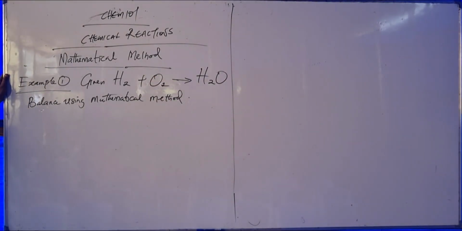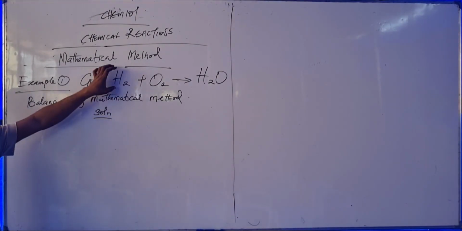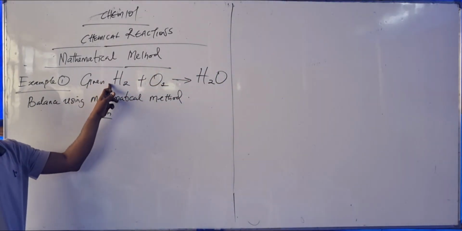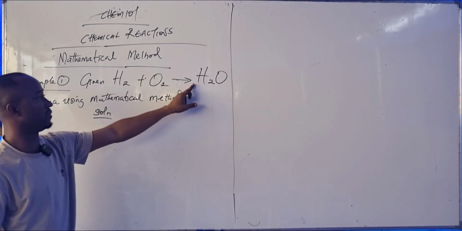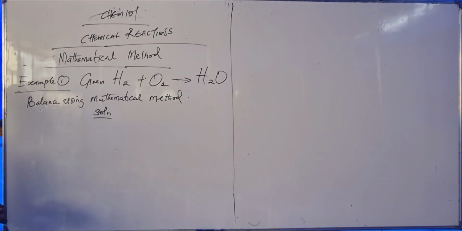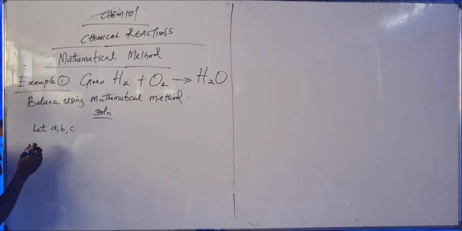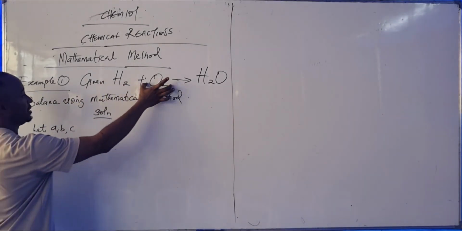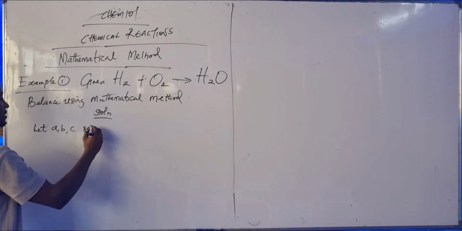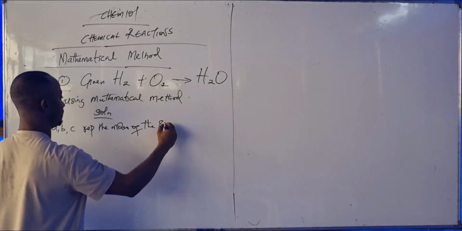Now, the first thing we need to do is to assign an alphabet to each of these species. I will assign A here, B here, and C here. I'll just assign alphabets to represent the moles. Why am I using A, B, and C? Because we only have 3 species here. So let A, B, C represent the moles of the species.